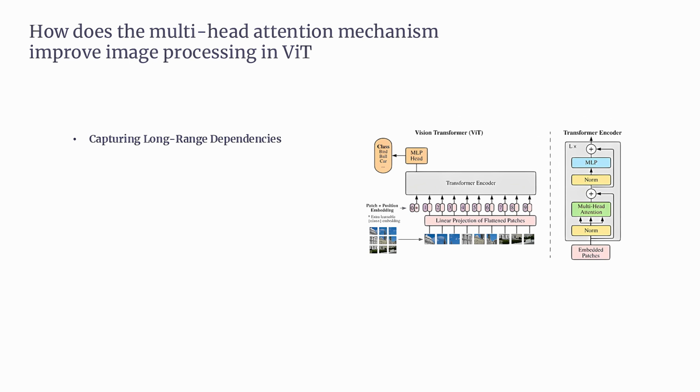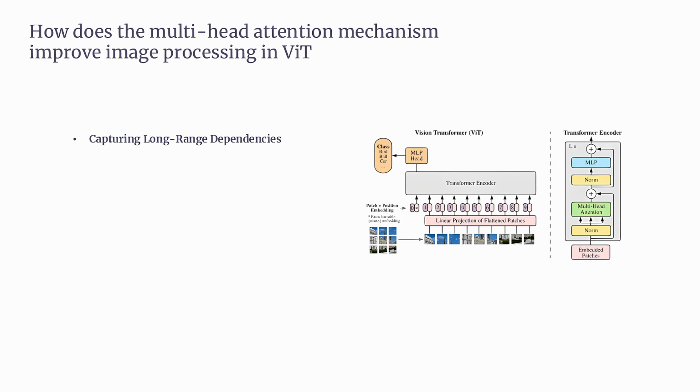In ViT, each patch in the image can attend to every other patch, so even patches in distant corners of the image can exchange information. This ability to capture global relationships makes ViT more effective in understanding the full context of the image, no matter how far apart the relevant features are.